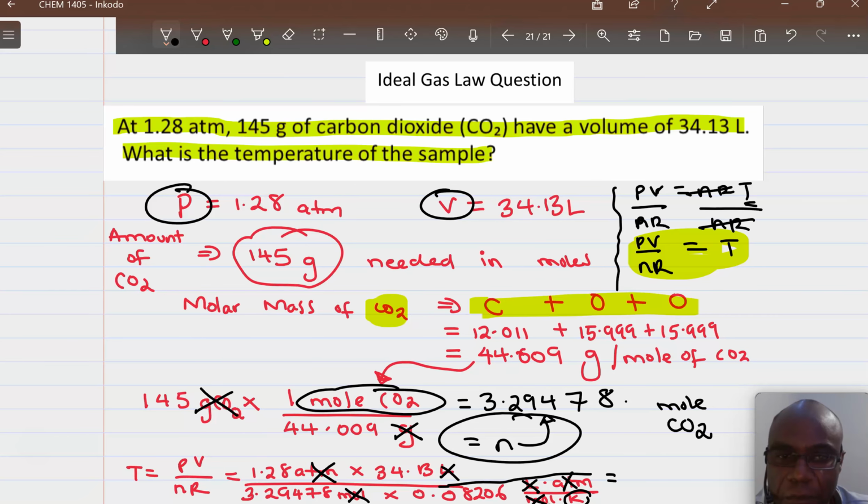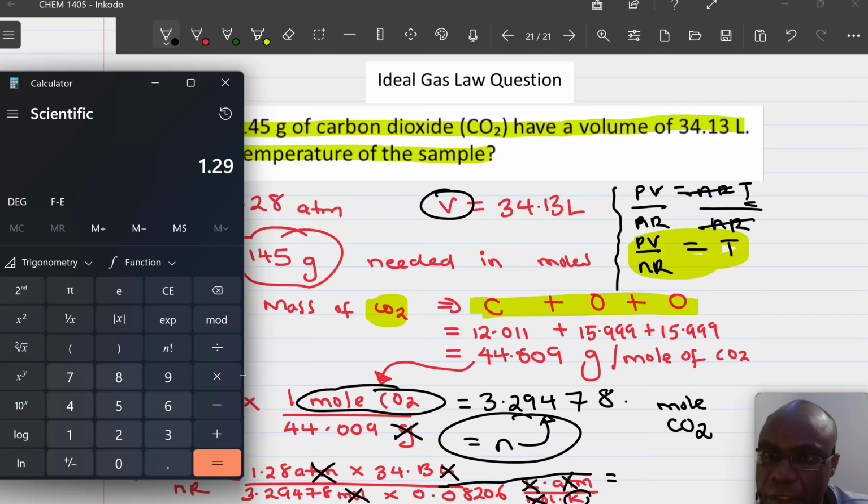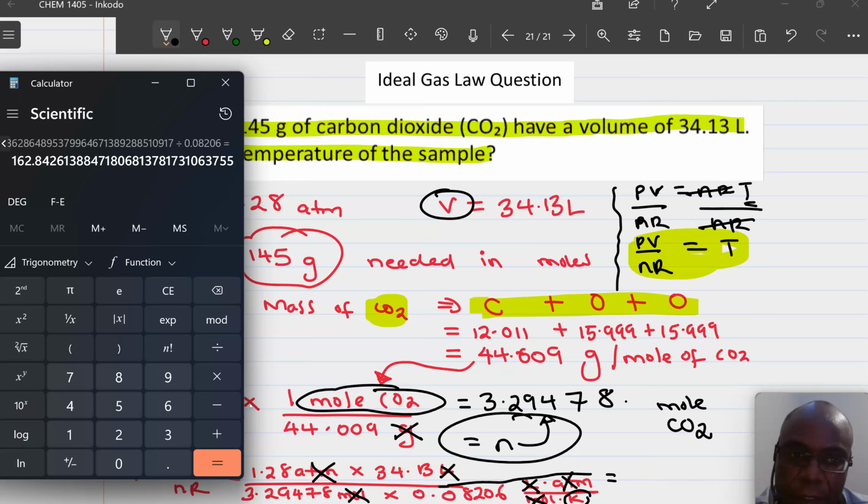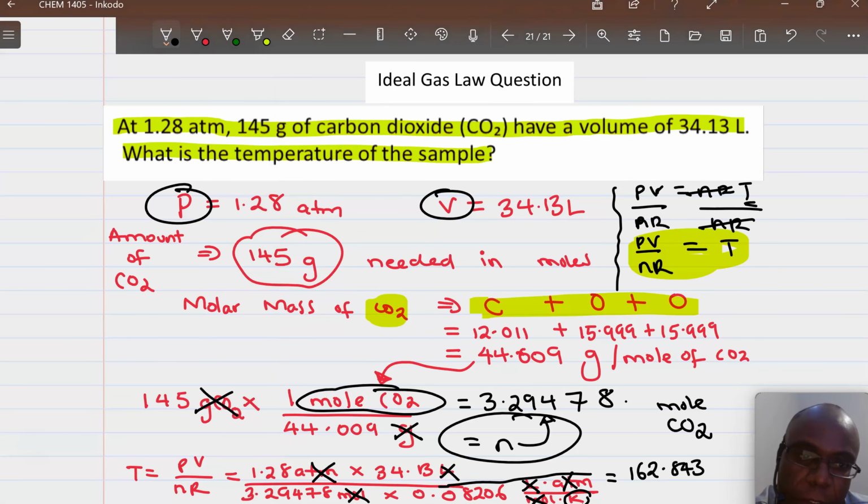So in this case, if I do the math, what do I get? 1.28 multiplied by 34.13, divided by 3.29478, divided by the R constant 0.08206. So I'm getting 162.843 kelvins. That will be the temperature in Kelvin, and I can report it to 3 significant figures as just 163 K.